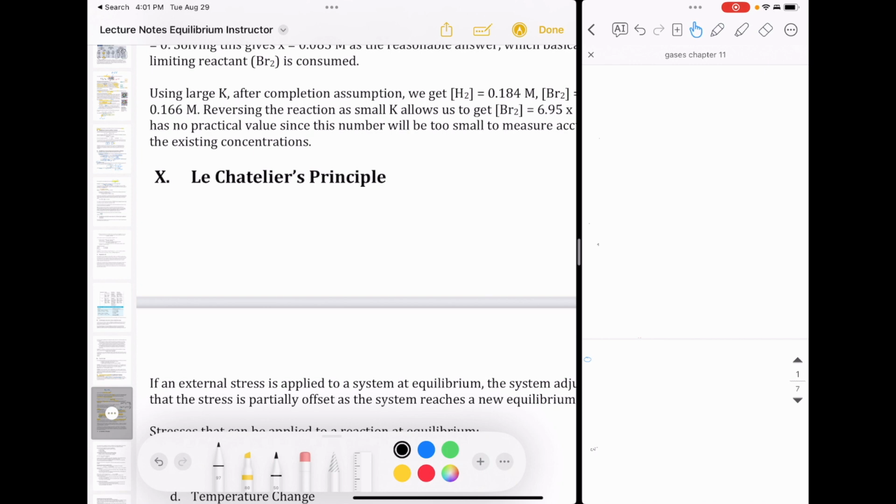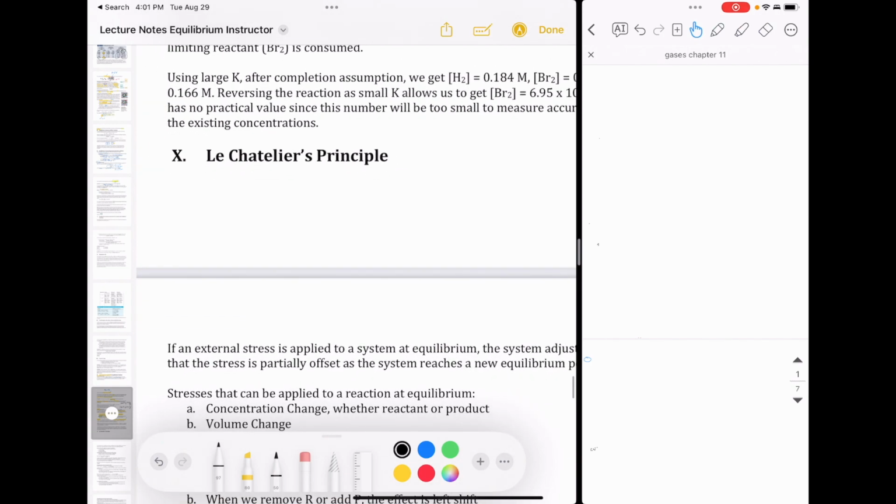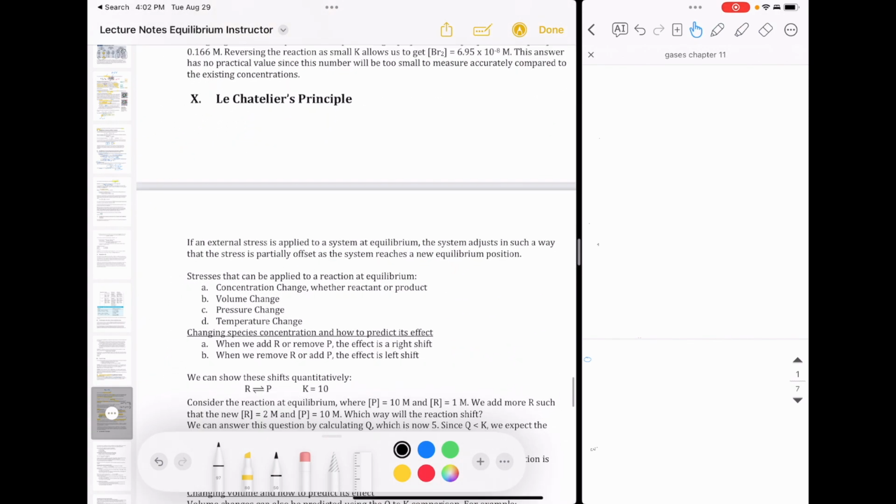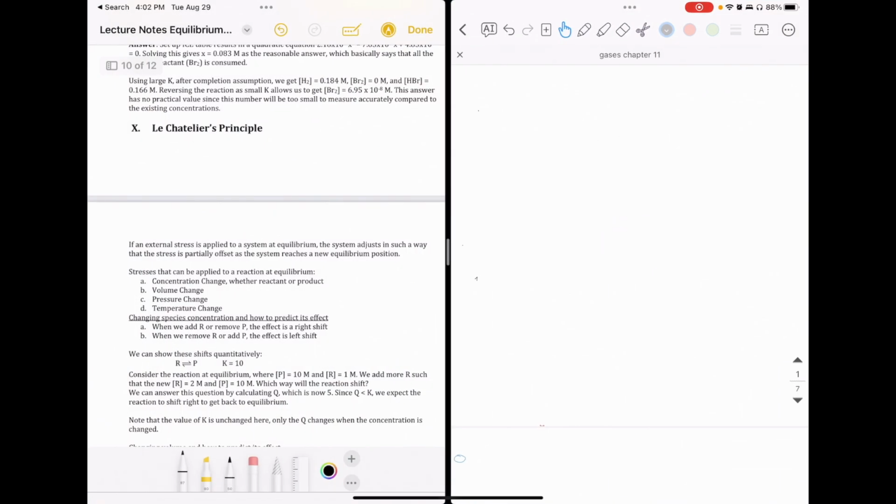We're going to wrap up our discussion of the concept of equilibrium by talking about something called Le Chatelier's principle, which is the idea that when you have a system that is already at equilibrium, you can apply stresses to that system and the system will respond by trying to get back to equilibrium again. You can think of the idea of pushing something and then the system pushing back at you. That's an analogy to Le Chatelier's principle.